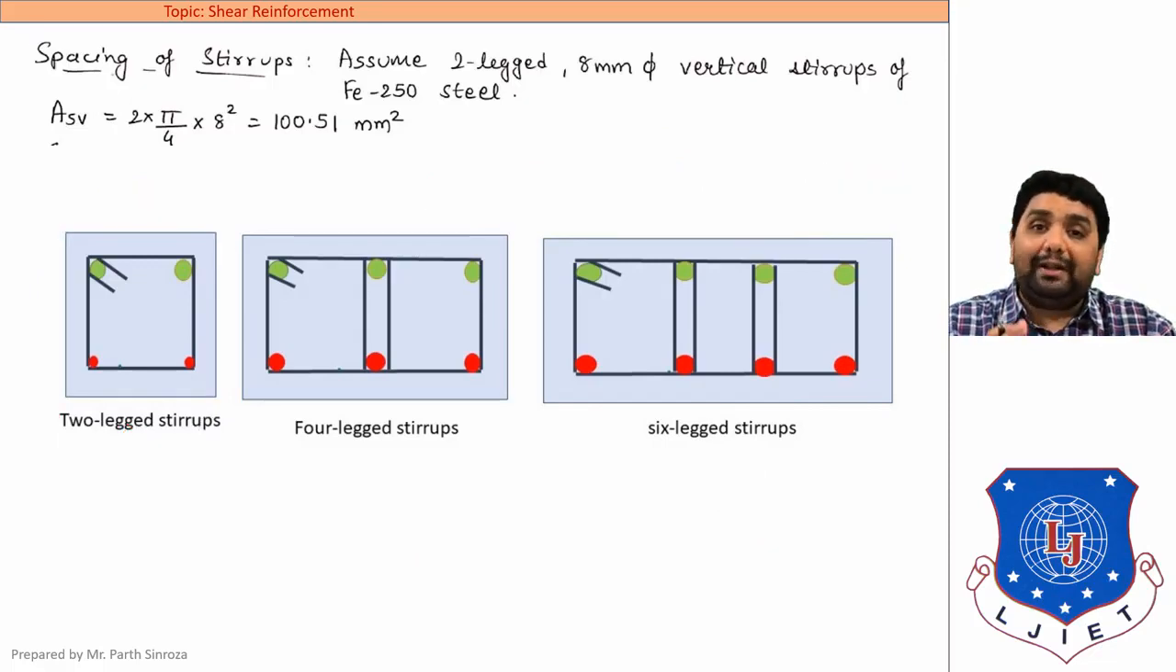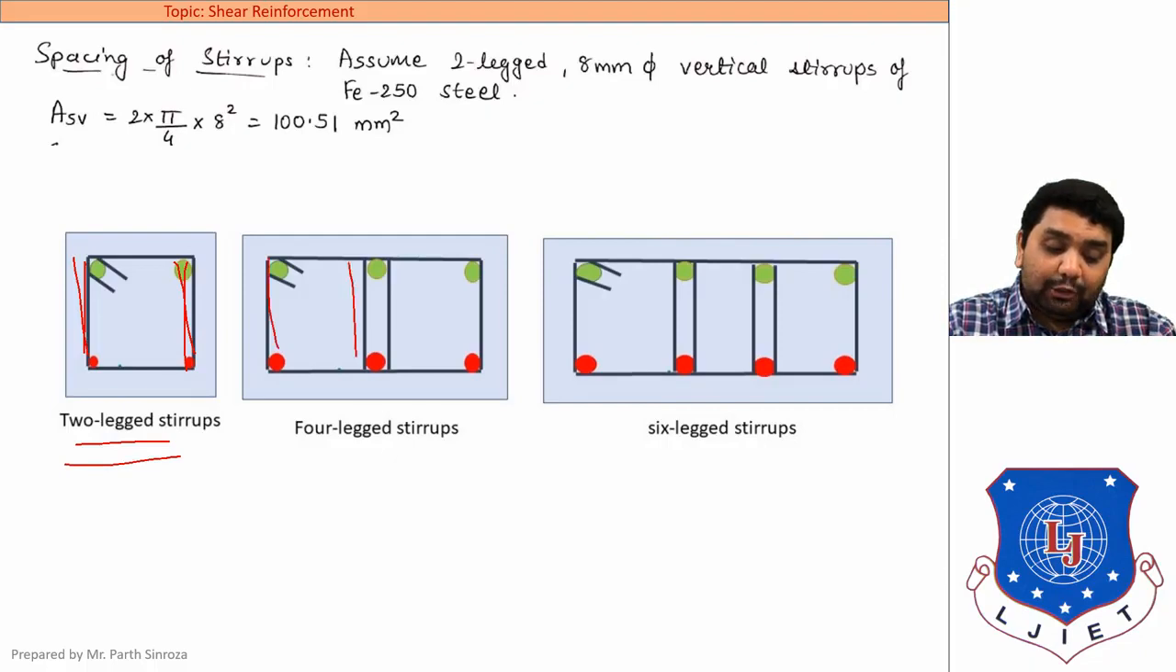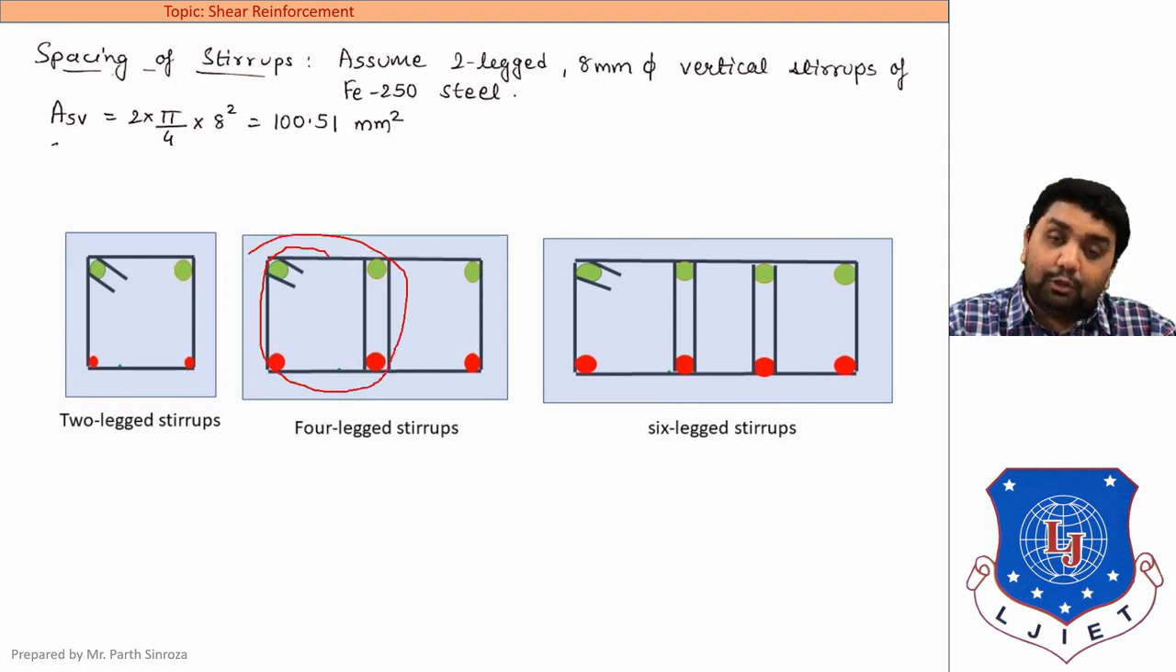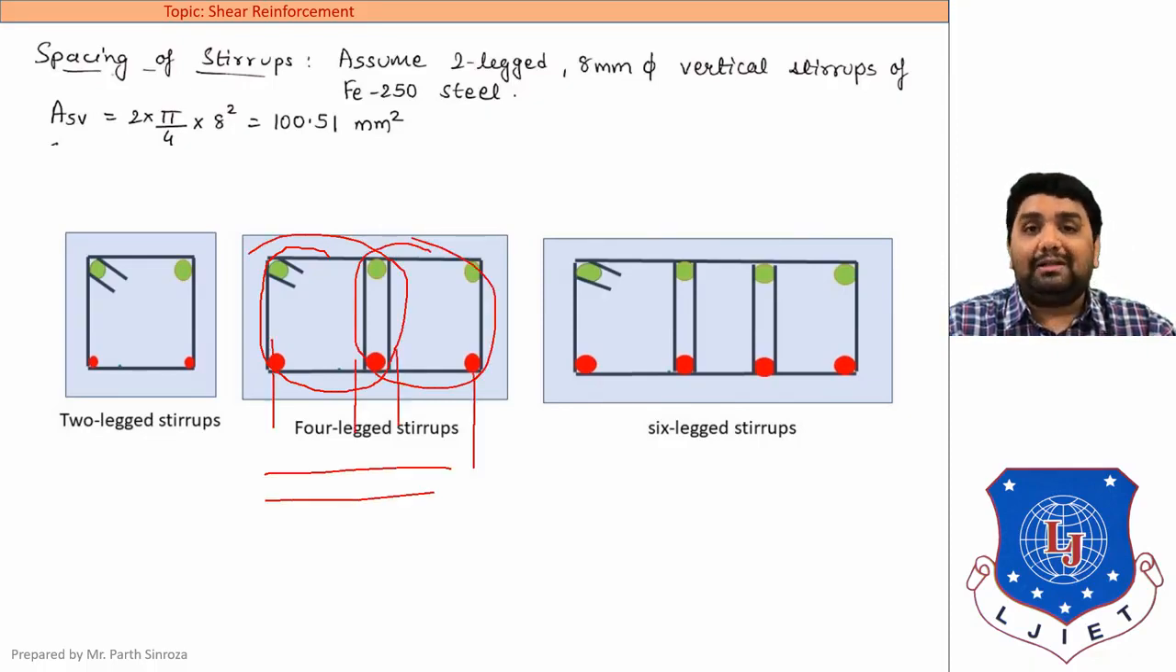Now what do you mean by two-legged? Here you can see the vertical lines. Clear? These vertical lines that form loops are termed legs. As you can see here, there are two vertical lines, so it is named two-legged stirrups. In the second case, you can see there are 4 vertical lines, that means there are 2 loops. If you see properly, this will be our first loop and this will be our second loop. So counting, you get 4 vertical lines, so it is named 4-legged stirrups.